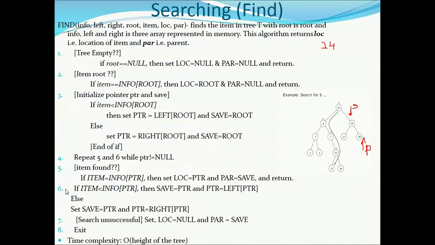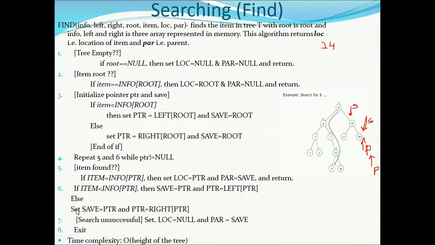It says whatever the PTR consists, copy to the save. You can see here. Copy to the save. And PTR equal to right of PTR. See here, if I jump right from 20, that is here, the PTR will land on a null position. So after this, 20 does not have a right child, so the PTR will point to the null position. So you have to take care of this.